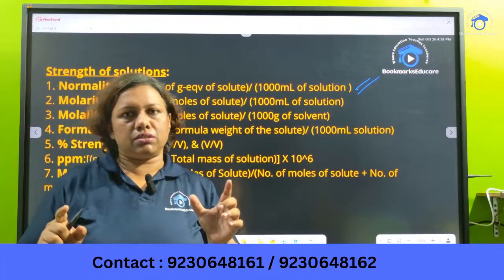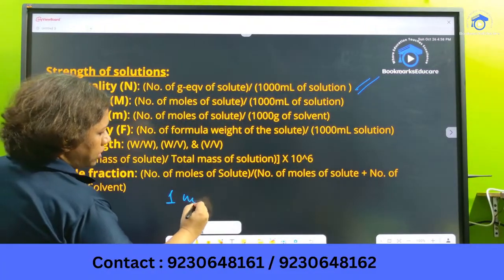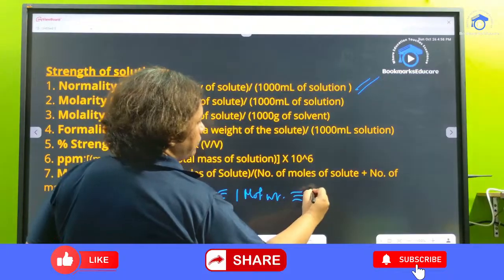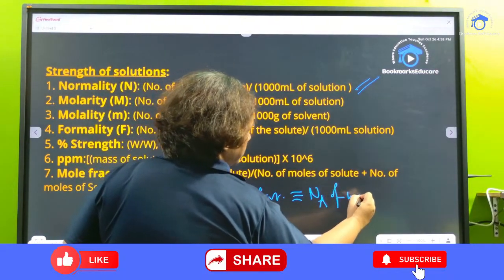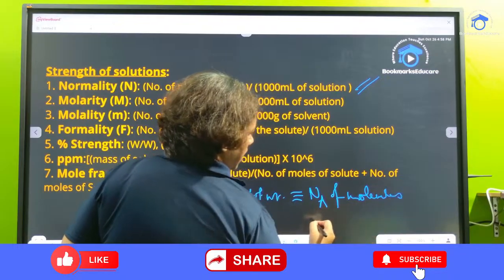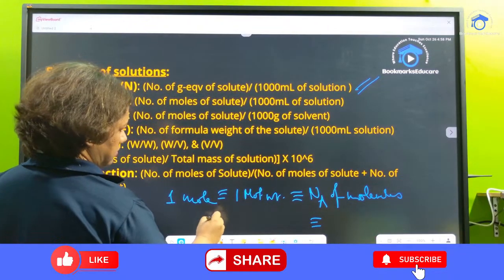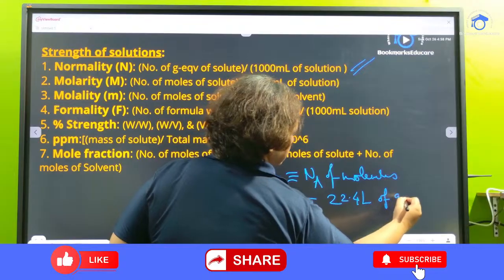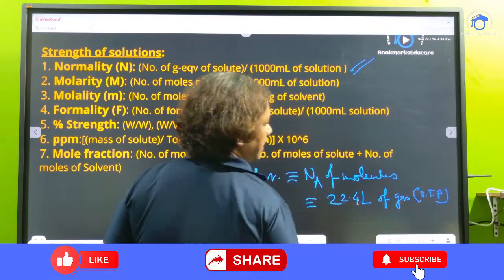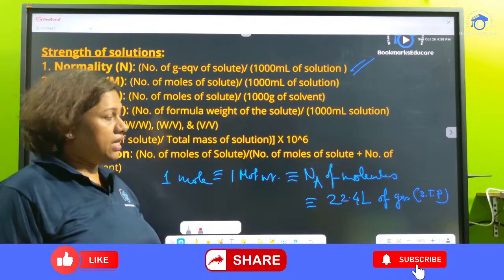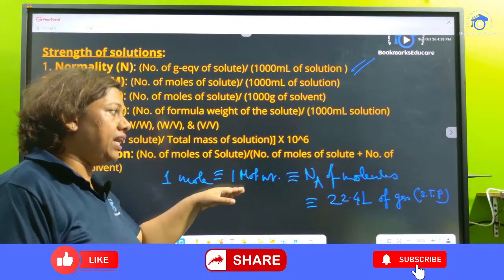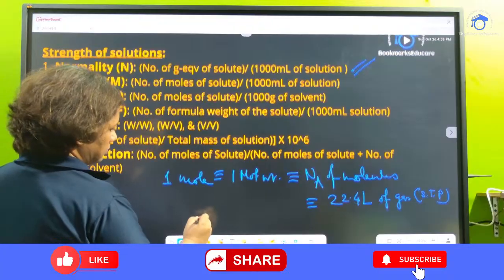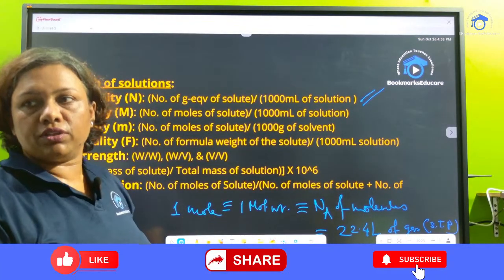I'm just sharing with you, 1 mole is equivalent with 1 molecular weight, equivalent with Avogadro number of molecules, equivalent with 22.4 liter of gas at STP, right? Do you remember this? In class 10 we all study the inter-relation of mole in terms of weight, in terms of number of molecules, in terms of volume. Okay, so this is the molarity of the solution.